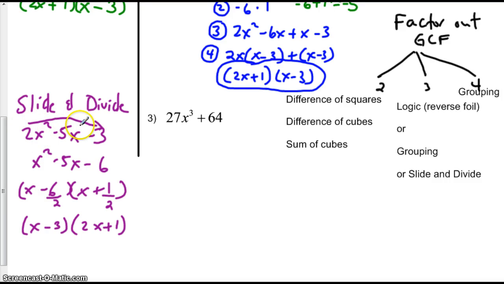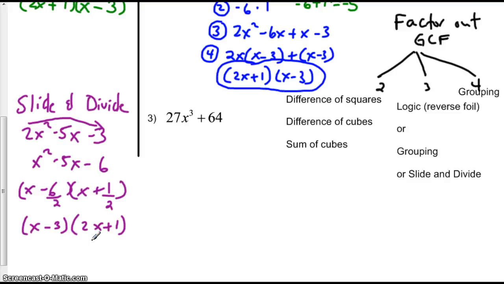Then, since we slid the 2, we have to divide by it. So we divide both factors by 2. Then we simplify our fractions. So 6 divided by 2 is 3. And 1/2 is as simple as it can get. So our last step would then be to slide the 2 out in front. And obviously we would multiply to check. And all 3 methods got the same answer.